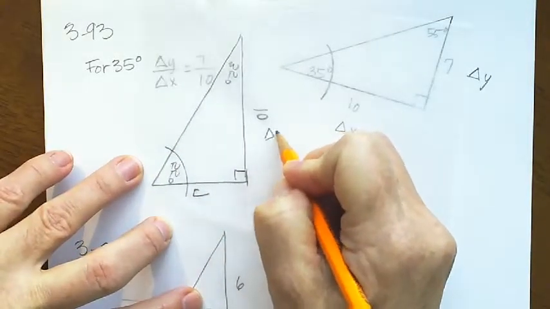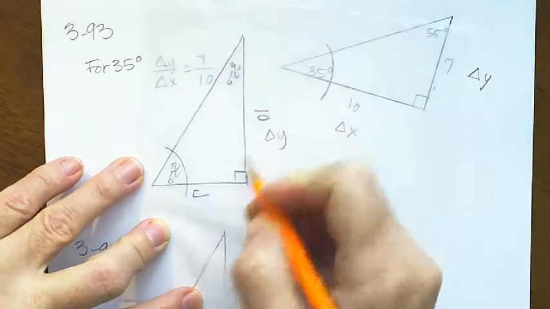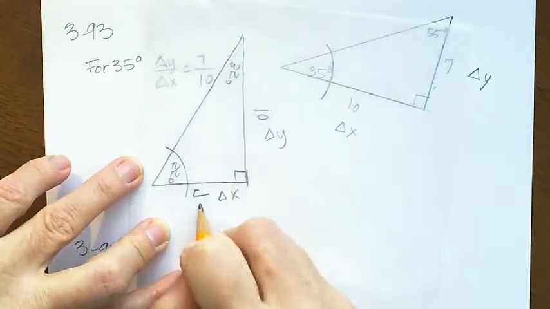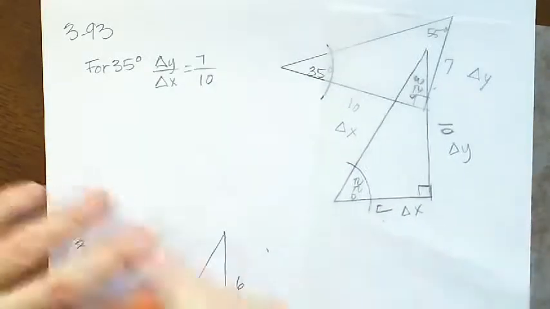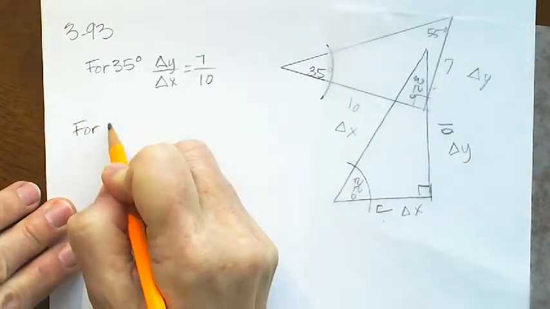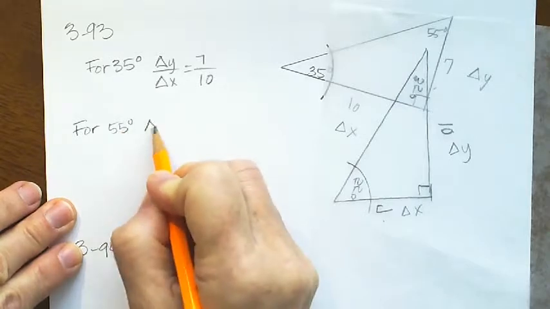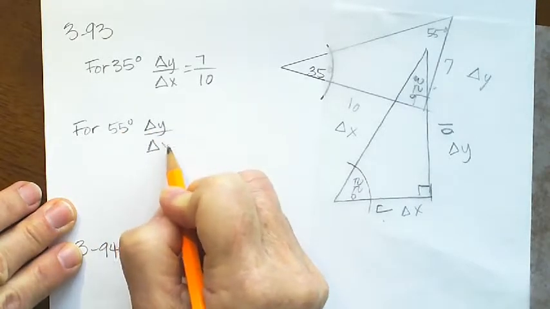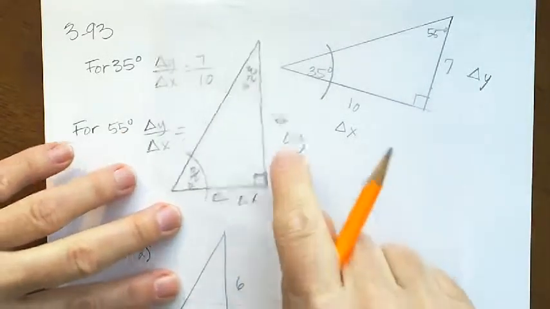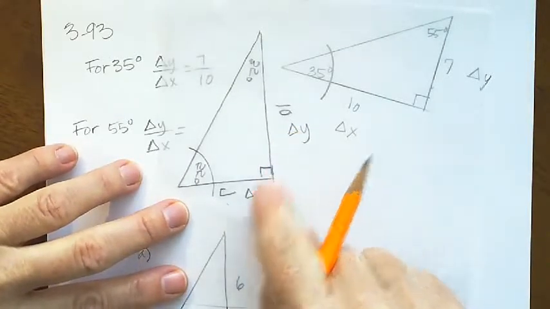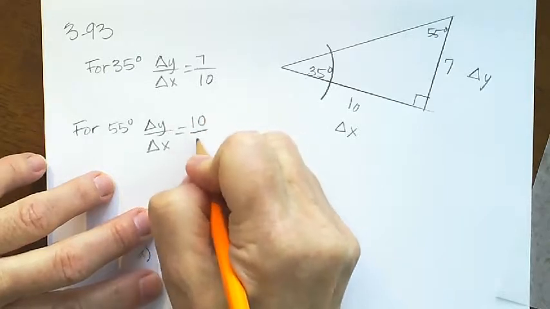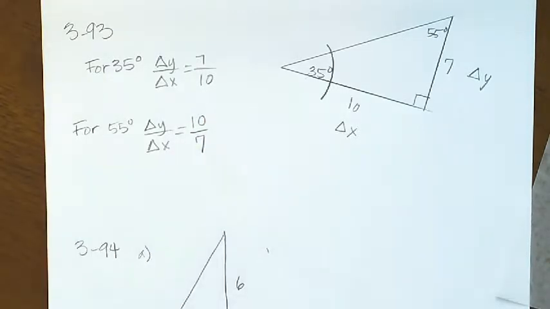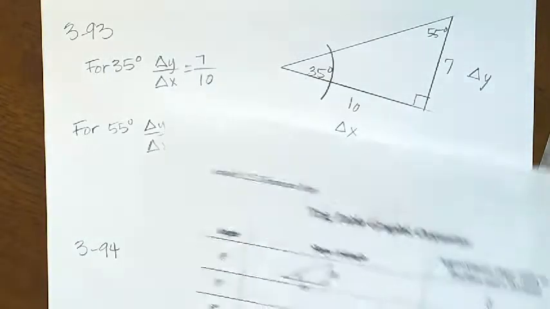Then the change in y becomes 10. The change in x, that was the 7. So for 55 degrees, the change in y over the change in x is, instead of 7/10, 10/7. Which confirms what we saw in our trig table graphic organizer.